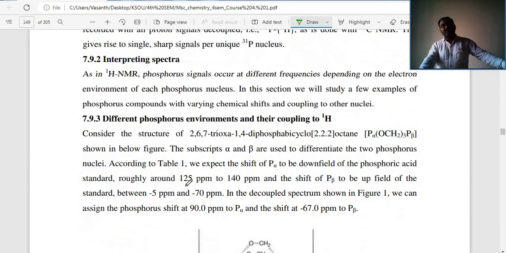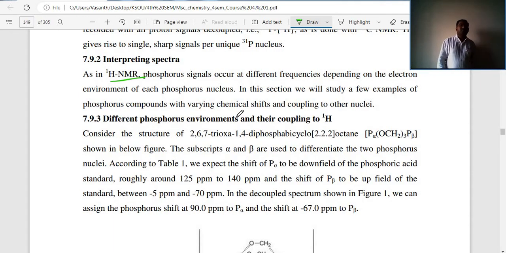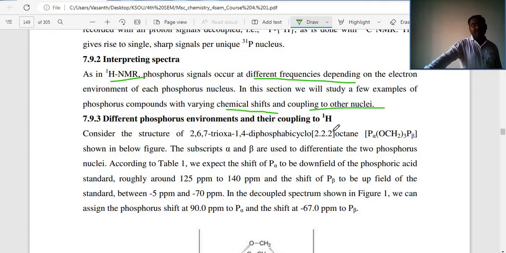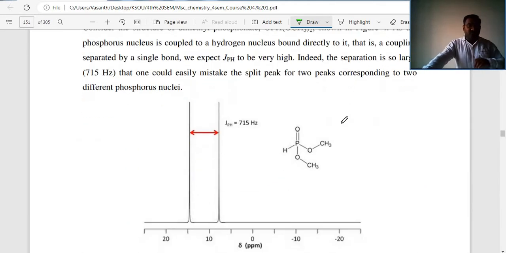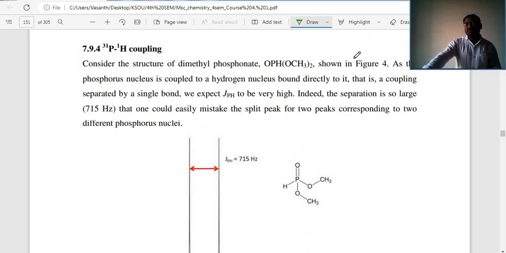How do we interpret phosphorus spectra? As in proton NMR, phosphorus signals occur at different frequencies depending on the electron environment of each phosphorus nucleus. In this session, we will study a few examples of phosphorus-containing compounds with various chemical shifts in phosphorus. These are all representations of this.